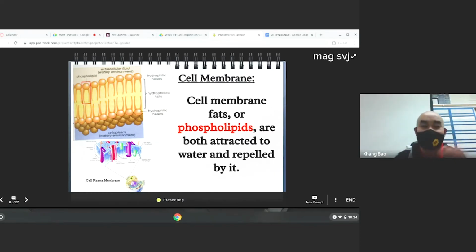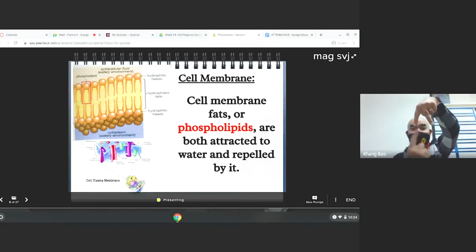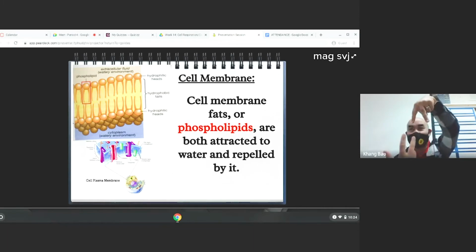So how does the tail protect itself from water? Well, instead of one layer, if you just have one layer, then the tail will also interact with water. The head also interacts with water. But you gotta remember, the tail doesn't like water. So how does it protect itself? It needs to combine with another layer, right? So that way, the tails interact with each other instead of water.